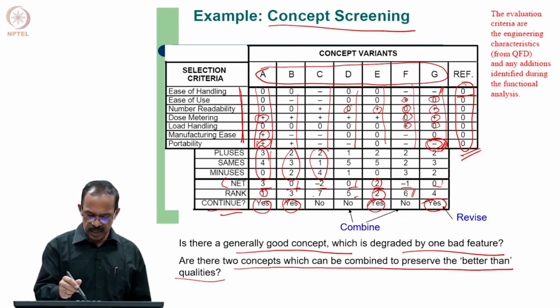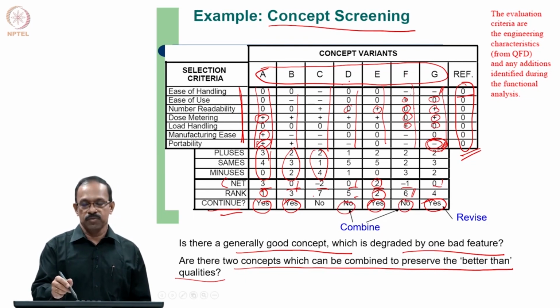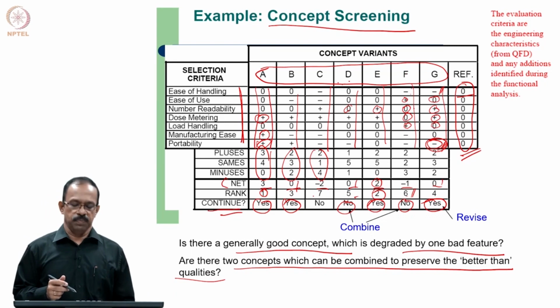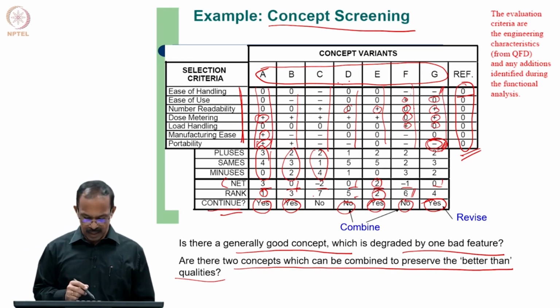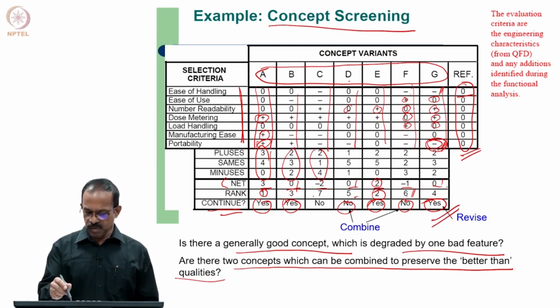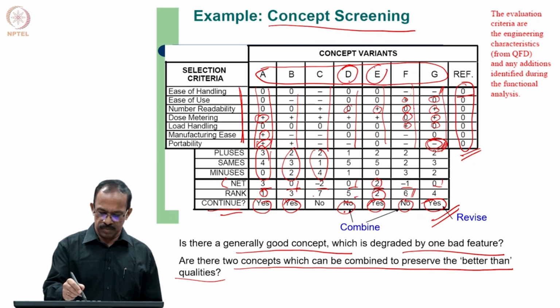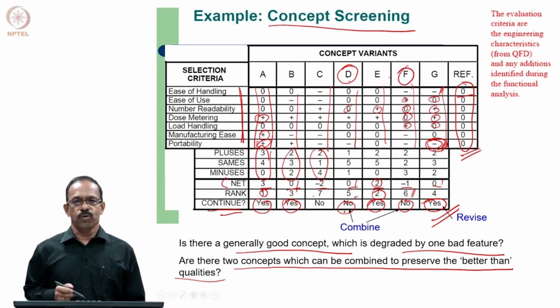So, if you combine this and this, and if you combine these 2 features and for these 2 concepts, you may be able to come up with a better concept. So, this is what we can try. So, revise this concept G and then combine concepts D and F. D and F can be combined to get a new concept.